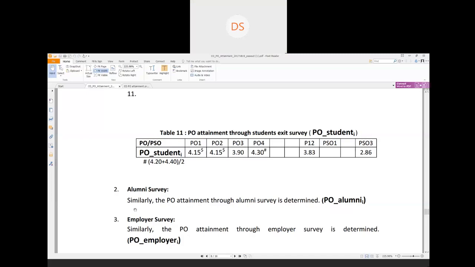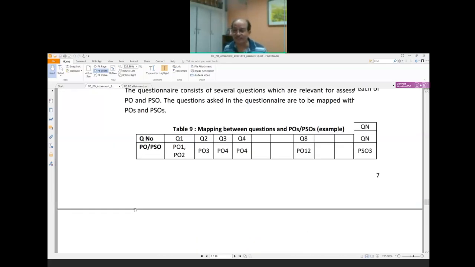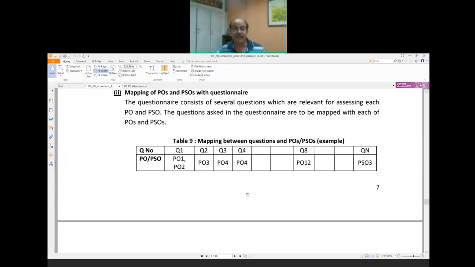Yes. Hello. Sir, is it mandatory that all the POs have to be attained in the entire program for direct attainment? For the direct method, where we are looking at the curriculum, it is mandatory. For the curriculum, all the POs and PSOs have to be met. But in the case of the indirect method, it is desirable, because basically you're asking some questions to the students, the alumni, and others. So this is your own perception, which is what we were defining.